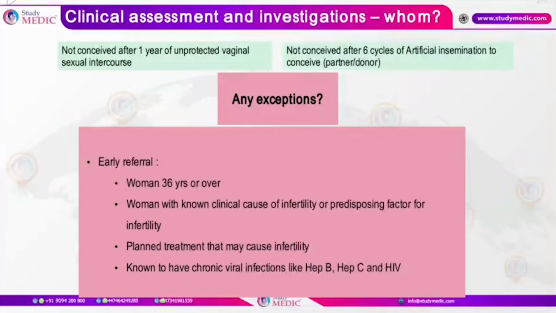What are those cases? Early referral for a woman aged 36 and above, because after this age the fertility potential definitely deteriorates. A woman with a known clinical cause of infertility or a predisposing factor for infertility. Planned treatment that may cause infertility, for example, a patient undergoing oncological treatment. And those known to have a chronic viral infection like hepatitis B, hepatitis C, HIV, where with natural conception there is a likely chance that the patient may transmit the infection to the uninfected partner. So, considering the safety of the partner, this patient might require fertility assistance for their further fertility dreams.